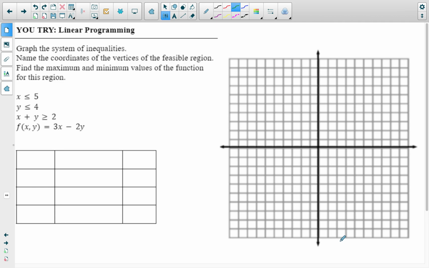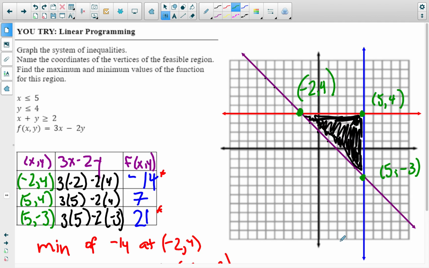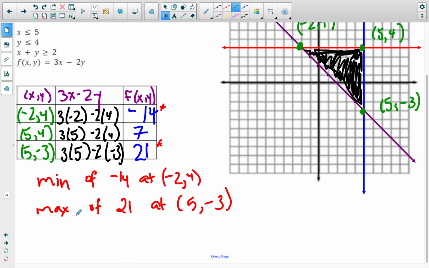Alright, hopefully you have taken a look at these inequalities when they're graphed in Desmos. This is what you should have. Okay, so here's a picture of the graph. You have 3 vertices, negative 2, 4, 5, 4, and 5, negative 3. When you plug those into your expression, you get negative 14, 7, and 21. Negative 14 is going to be your minimum, and 21 is going to be your maximum. All right. So I'm going to cut off the video here and then make a separate one for the word problem.